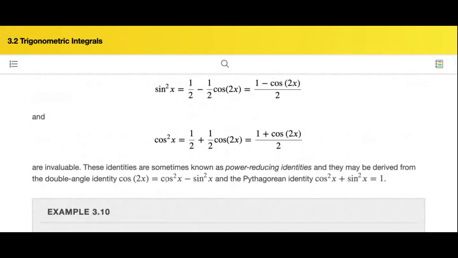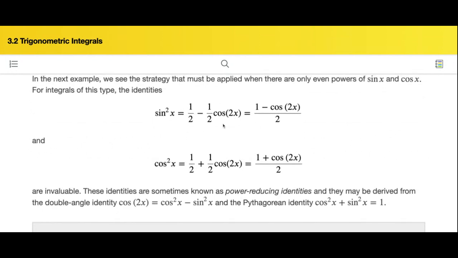Cos 2x equals cos square x minus sine square x. With this identity, cos square plus sine square equals 1, cos 2x can be written in 3 ways. And also this one, sine square x equals half of 1 minus cos 2x. Cos square x can be written as half of 1 plus cos 2x.